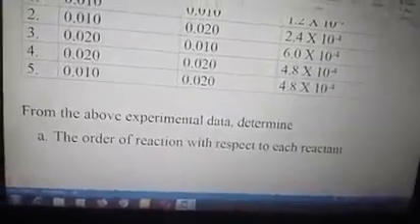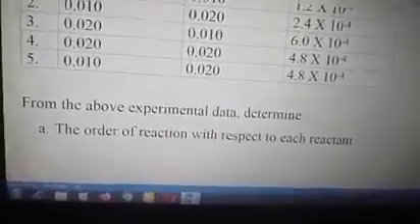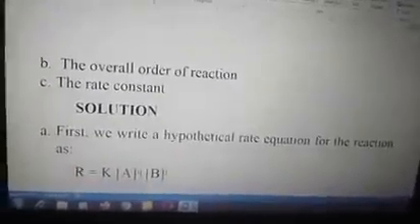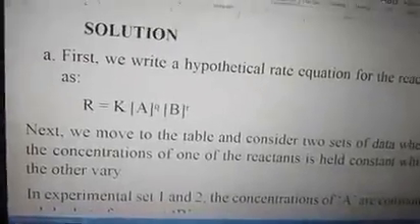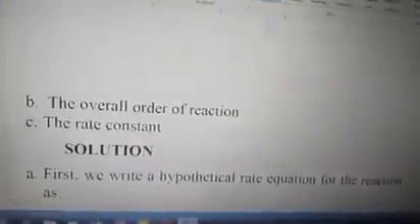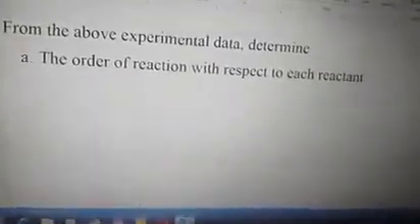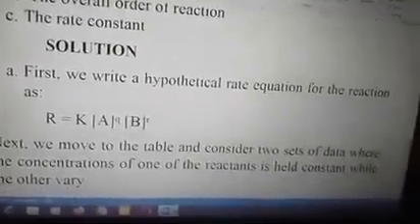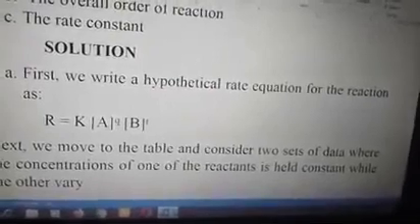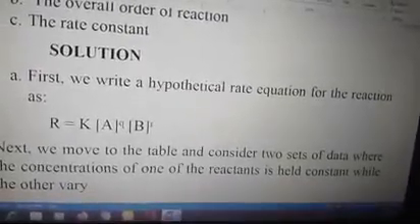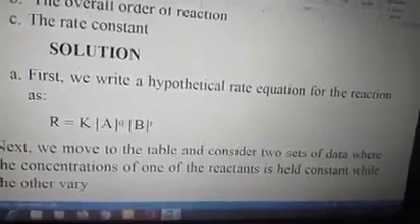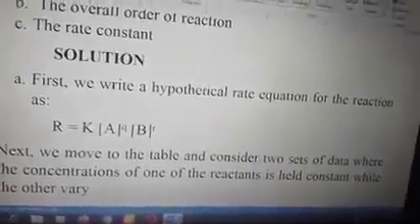And we ask, from the above experimental data, (A) determine the order of reaction with respect to each reactant, (B) the overall order of reaction, (C) the rate constant. So we'll go to the solution. The first one says find the order of reaction with respect to each reactant. For the solution, we have to write a hypothetical rate equation for the reaction, which is R equal to K, consisting of A in square brackets raised to power Q and B raised to power R.